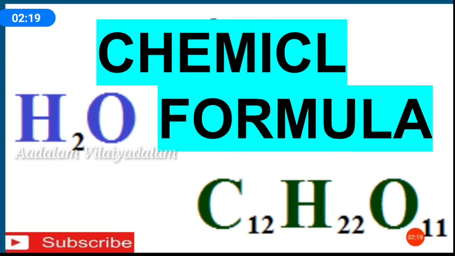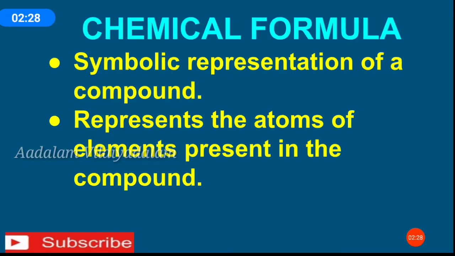Next, let us know about chemical formulae. Combining of chemical symbols is called a chemical formula. A chemical formula is a symbolic representation of a compound. Elements are represented by symbols. Compounds are represented by chemical formulae. A chemical formula specifies the composition of substances in the compound. These chemical symbols represent the atoms of elements present in a compound.